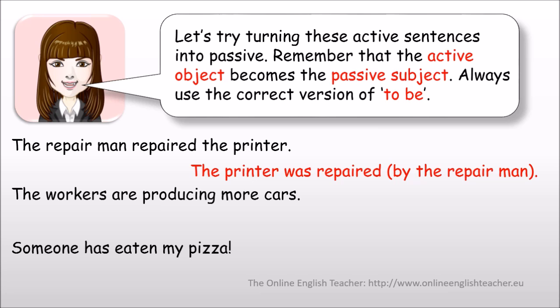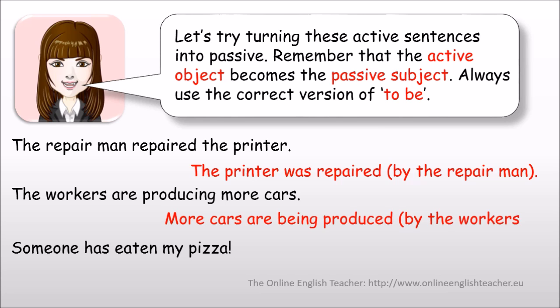The workers are producing more cars. What would this become? Well, the workers are not that important, so we can put them at the end using by. More cars, the object, can become the passive subject, and because it's present continuous, we need to use to be in the form being.